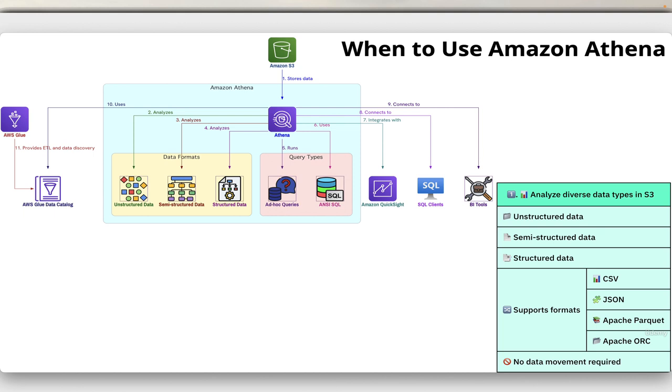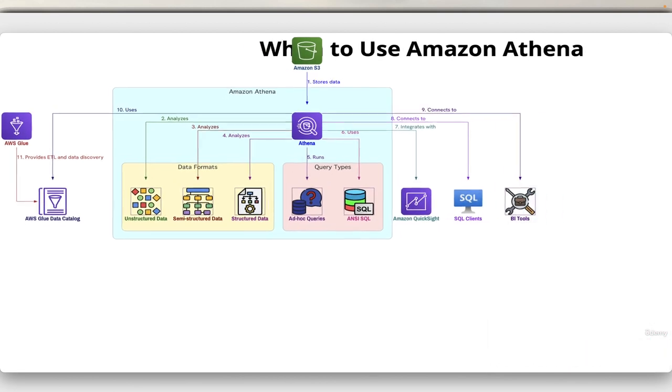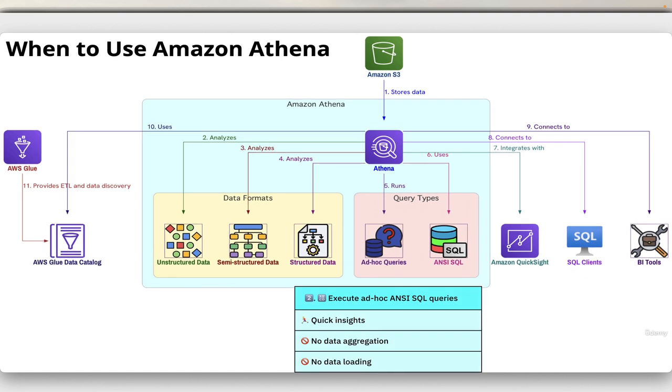So when to use Amazon Athena? Athena supports unstructured, semi-structured and structured data in formats like CSV, JSON, Apache Parquet and Apache ORC for comprehensive analysis without data movement. You can run standard ANSI SQL queries for quick insights without data aggregation or loading into another system.